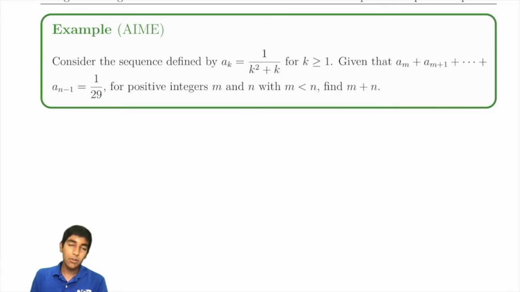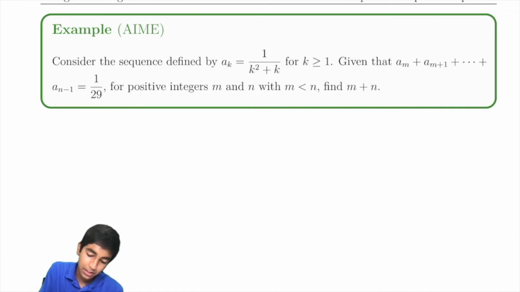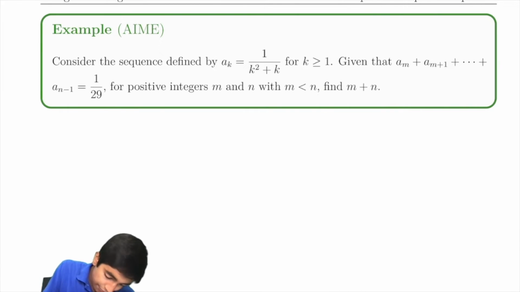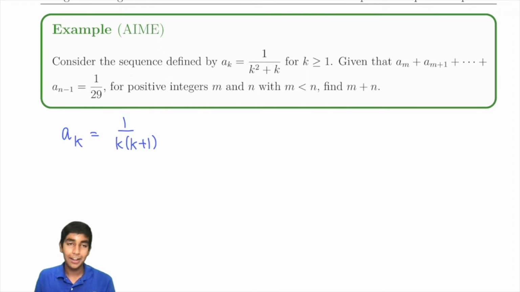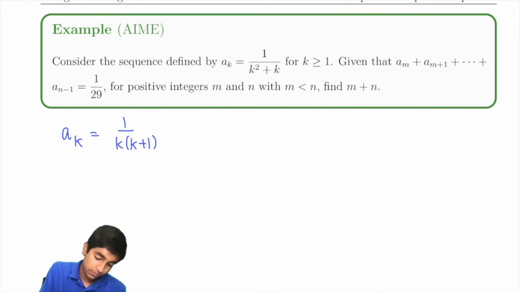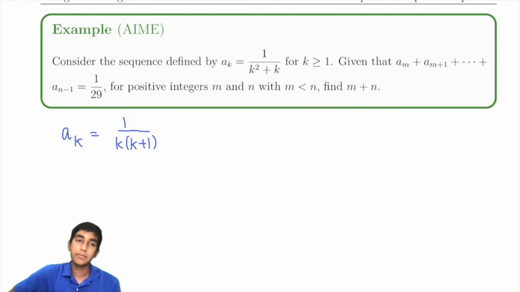Let's first deconstruct a of k, because that's really the heart of the problem. A of k is 1 over k squared plus k. Let's take a k out. It's k times k plus 1. Now, what is that equal to? Well, it's 1 over k times k plus 1. That just seems like an arbitrary expression. You might be wondering why I'm asking you to find what that's equal to. It's already simplified, right?